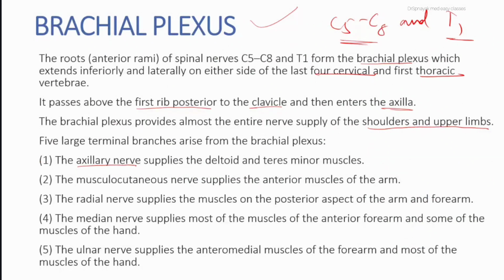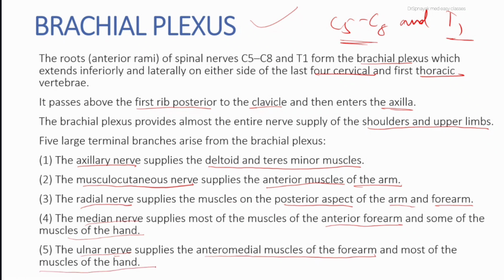The first is the axillary nerve that supplies the deltoid and teres minor muscles. There is a musculocutaneous nerve that supplies the anterior muscles of the arm. A radial nerve that supplies the muscles on the posterior aspect of the arm and forearm. A median nerve that supplies most of the muscles of the anterior forearm and some of the muscles of the hand. And an ulnar nerve that supplies the anteromedial muscles of the forearm and most of the muscles of the hand.